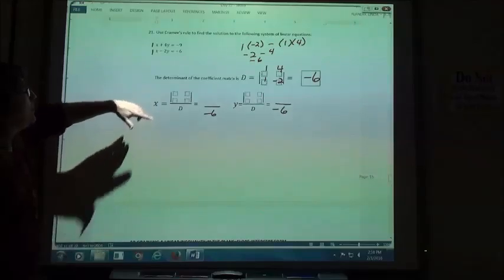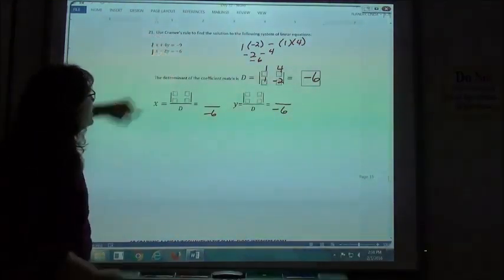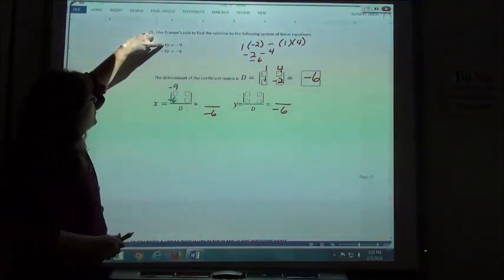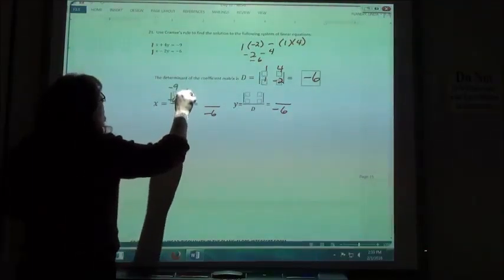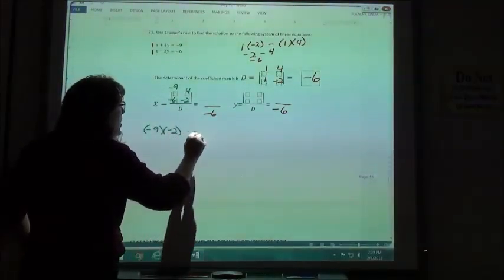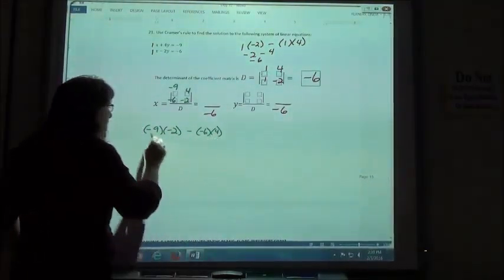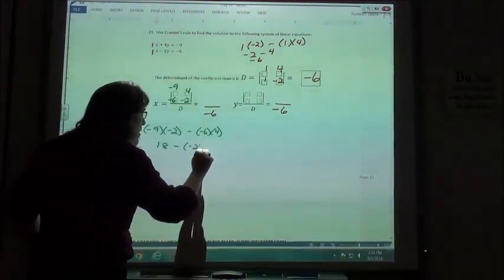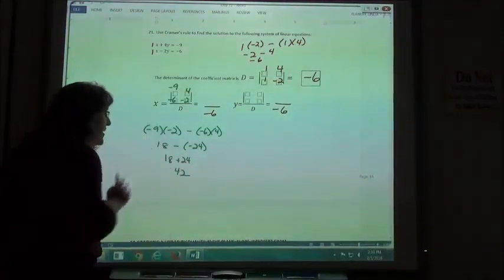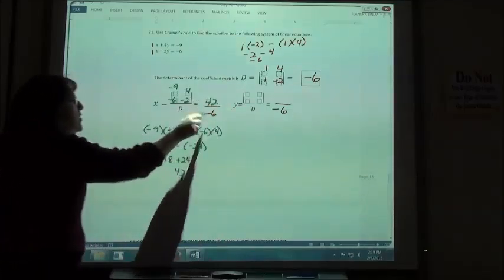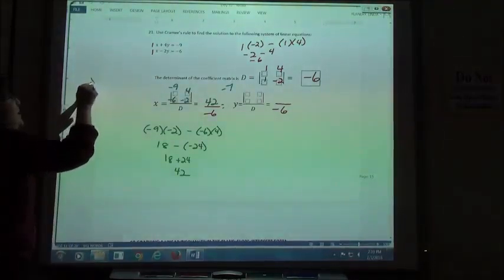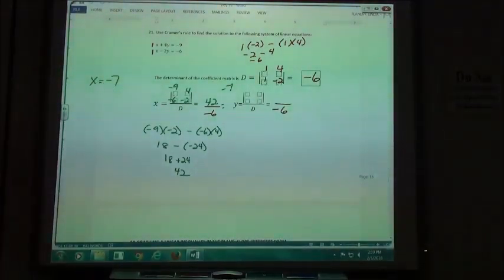For my x value, I'm going to replace the x column with these n numbers. So negative 9 and negative 6 go in my x column. The y coefficients go in my second column. So 4 and negative 2. So negative 9 times negative 2 minus negative 6 times 4. 18 minus negative 24 would be 18 plus 24. 42 if I did that correctly. And if I have 42 over negative 6, I can simplify that into negative 7. So I get a nice whole number answer there. X is negative 7.